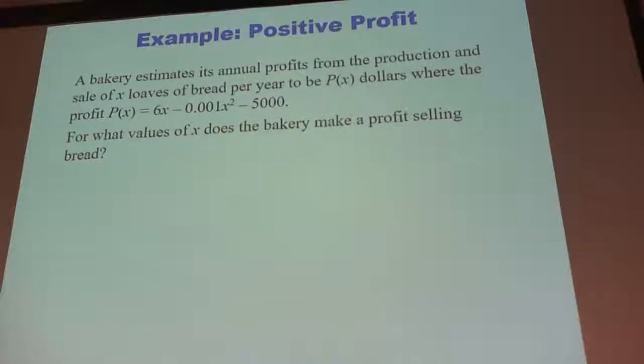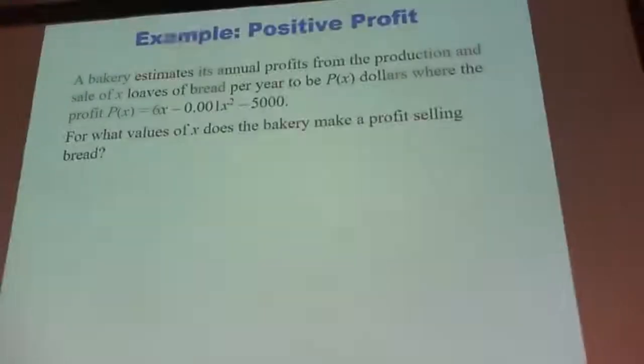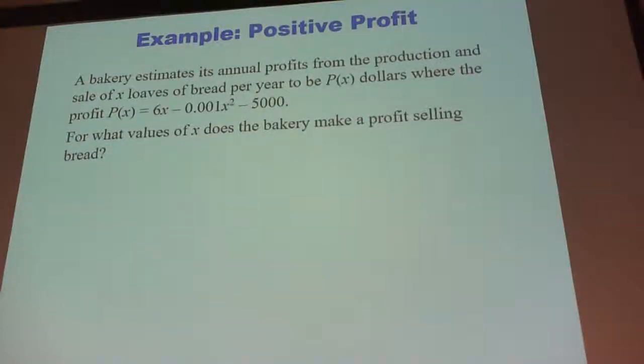So this is our last one. We're going to take a little time on this one. A bakery estimates its annual profits from the production and sales of x loaves of bread per year is given by P(x) dollars, where the profit is P(x) = 6x minus 0.001x squared minus 5,000. For what values of x does the bakery make a profit selling bread? Okay?